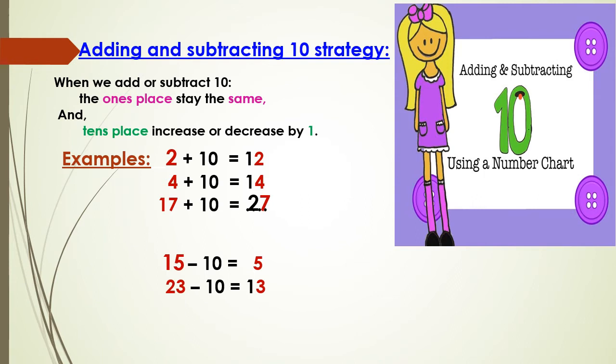The next problem, 23 minus 10. Look at ones place. 23, we have 3 in ones and 2 in tens. So I will write 3 as it is. Okay? And tens place we have 2. So 2 minus 1 equals 1. So 23 minus 10 equals 13.